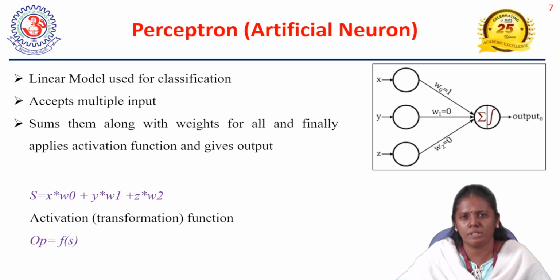So when you mathematically represent the operation that is being performed for this process, you can see there S represents the output. S is equal to X into W0 plus Y into W1 plus Z into W2. And you're going to apply the activation, or you can say the transformation function that gives the output, which is nothing but function of S. Okay, F is the activation function that is applied to the summation value that I have got in the previous step, F of S. This is how the artificial neuron works.